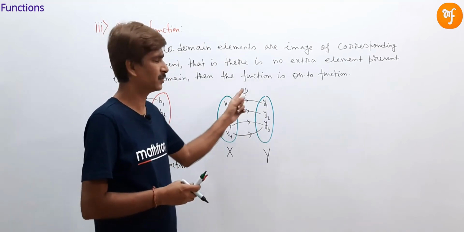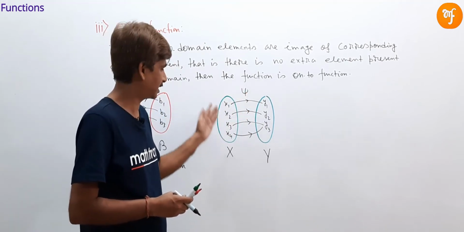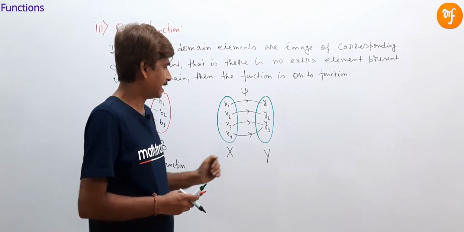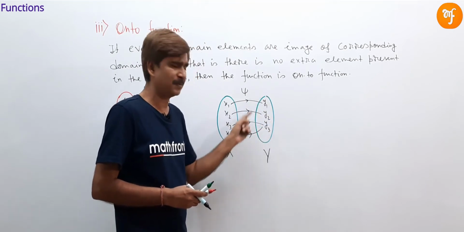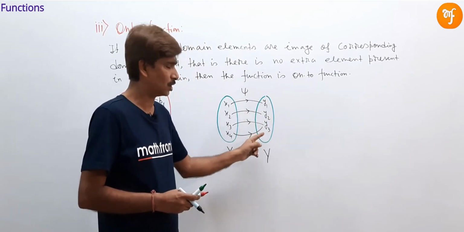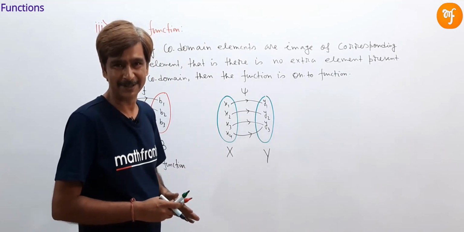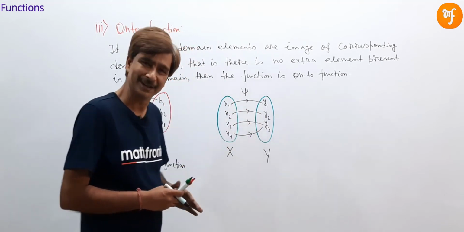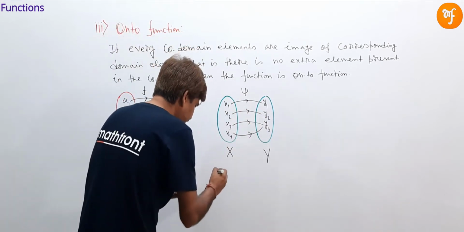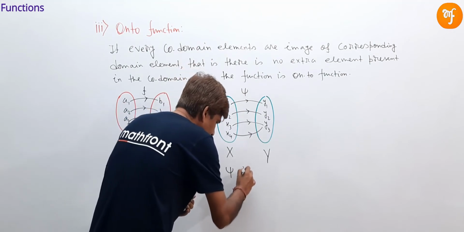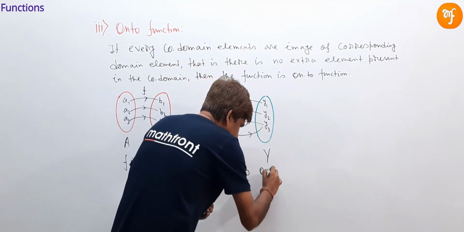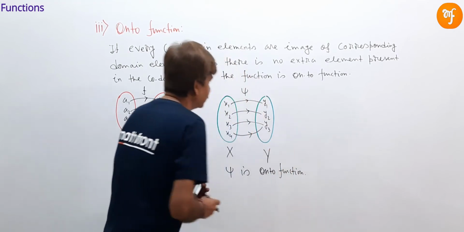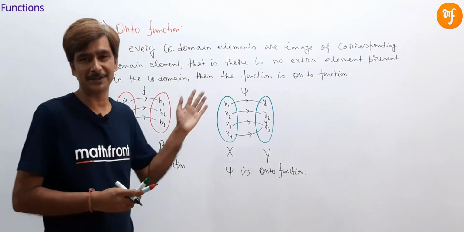Now look, psi is obviously a function, as each and every domain element X1, X2, X3, X4 has a unique image in set Y. And there is no extra element in this codomain Y which is not the image of any corresponding domain element, is it not? So obviously this function is also an onto function. Okay, so please write down here psi is also onto function. Okay, so in this way we can declare the onto functions, that is bijective functions.